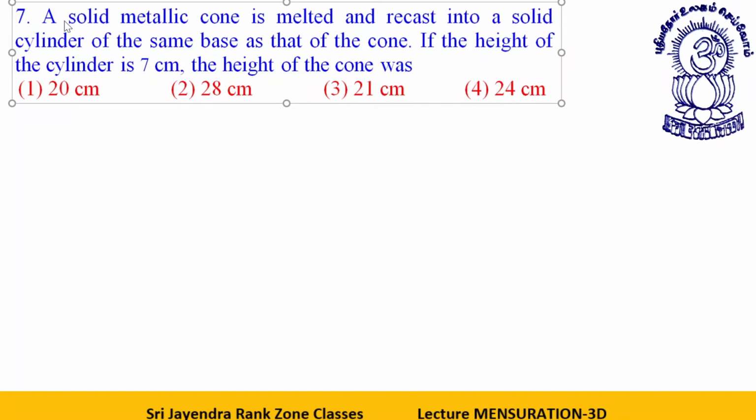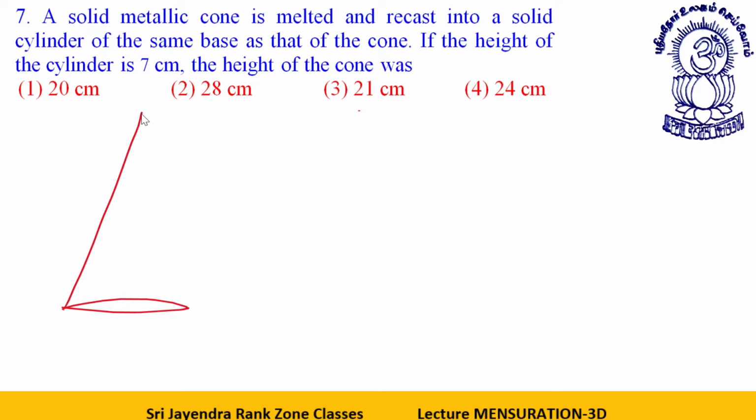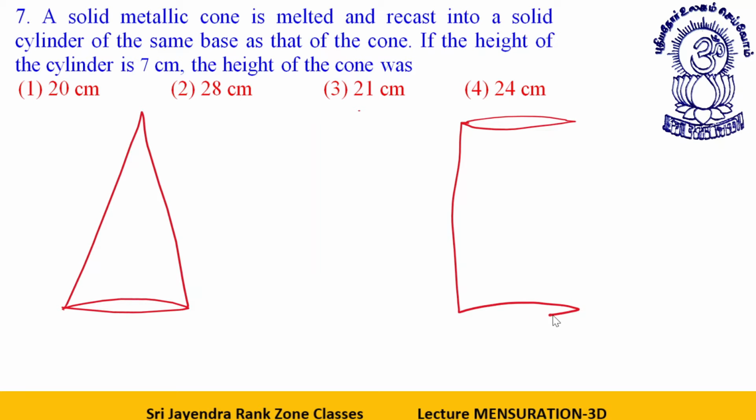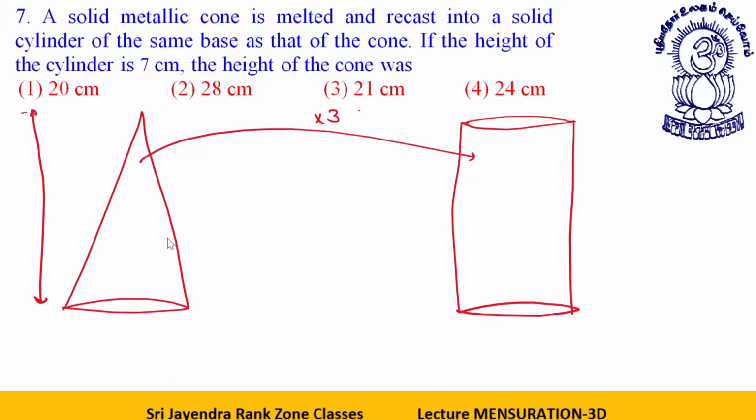Again, a solid metallic cone is melted and recast into a solid cylinder of the same base as that of the cone. If the height of the cylinder is 7, the height of the cone was, we already know, 21. Why? If you convert this cone into a same height cylinder, you have to multiply the volume by 3.